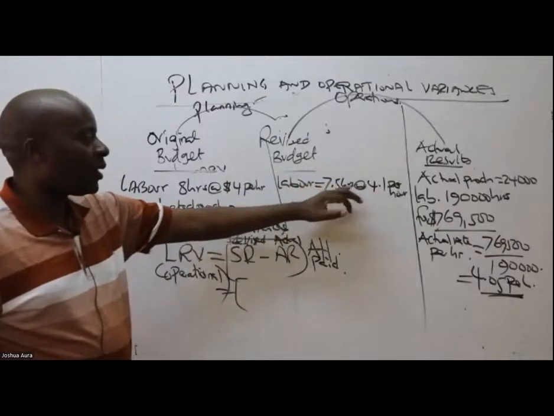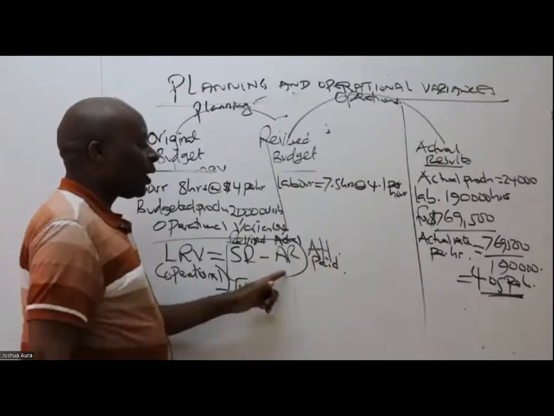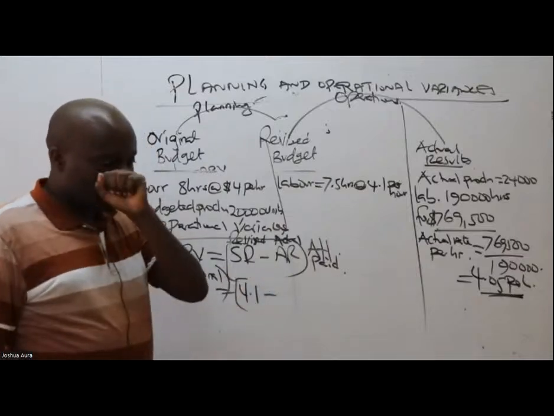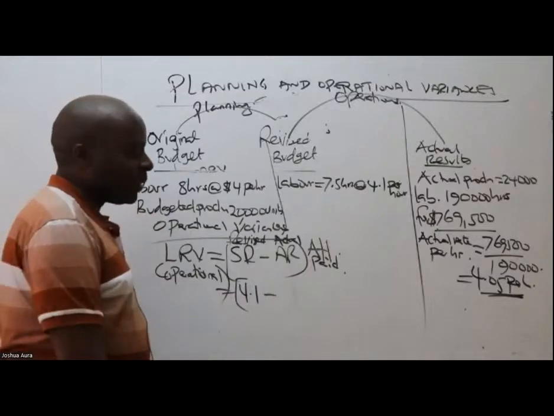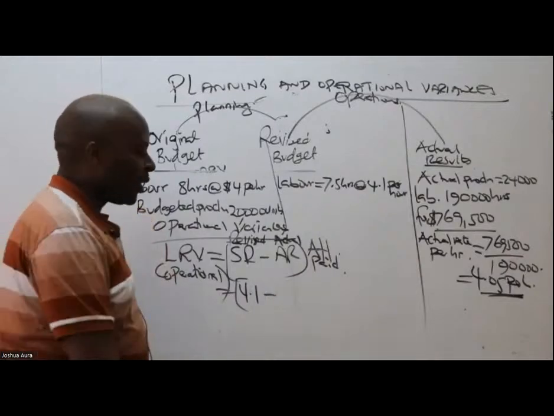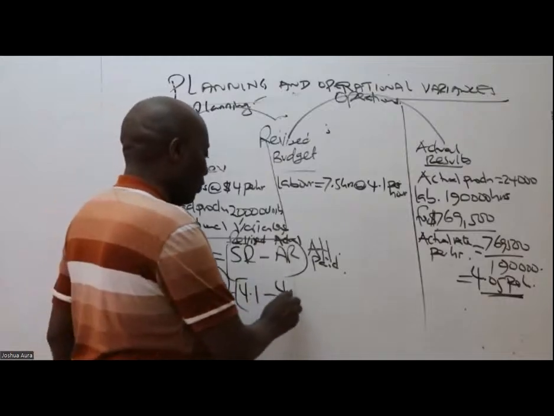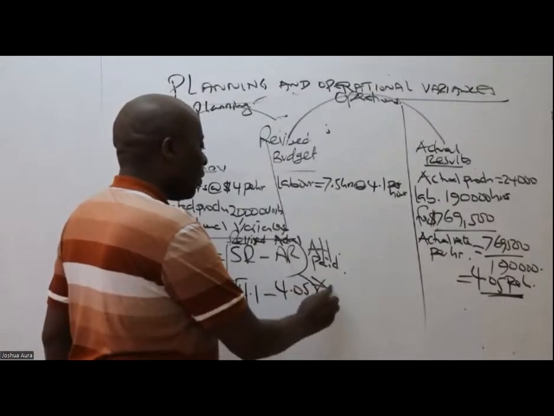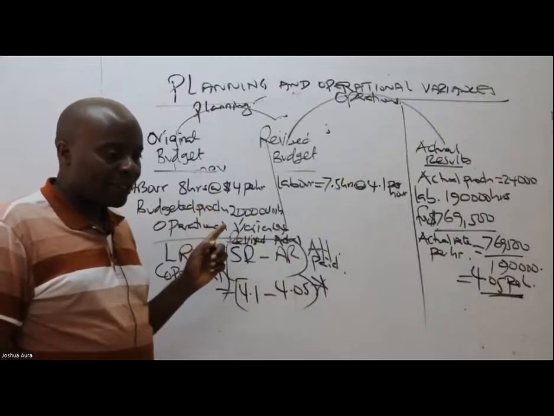You know, this is standard hours, this is the rate per hour. So 4.1 minus the actual rate per hour. Is there somebody who can see the actual rate per hour? 4.05, isn't it? So we have here 4.05. And then outside, we have the actual hours paid.